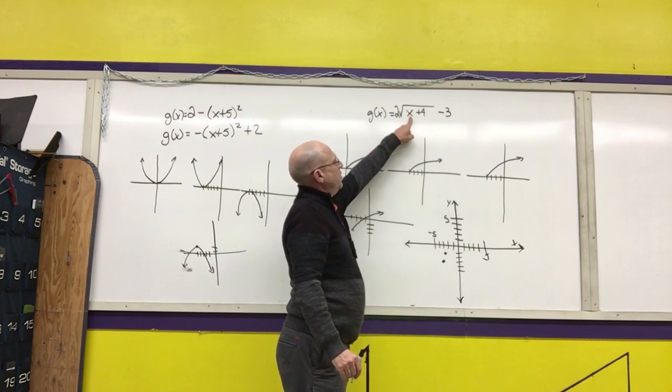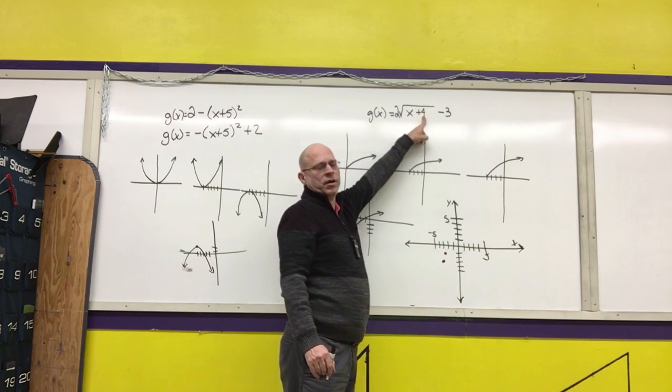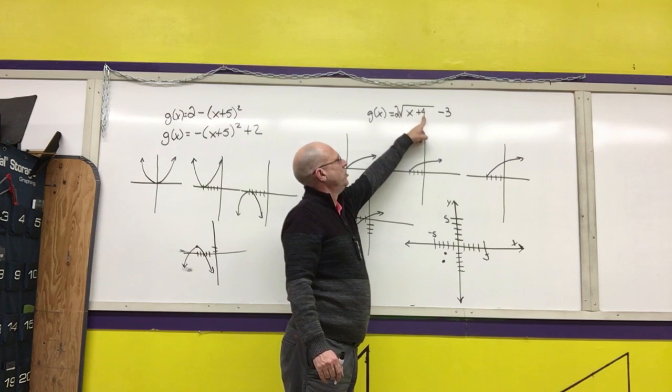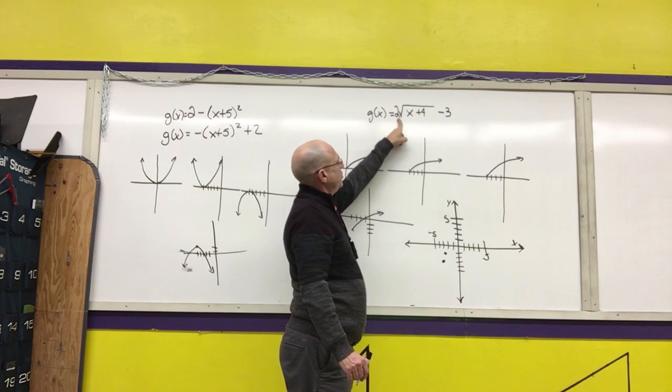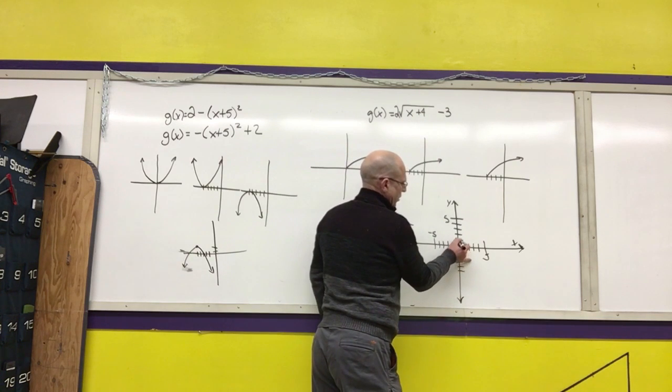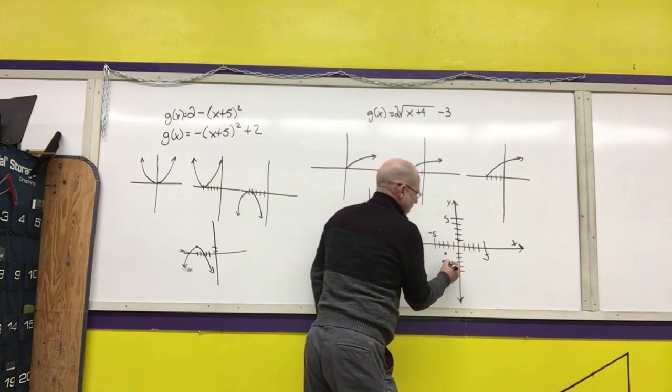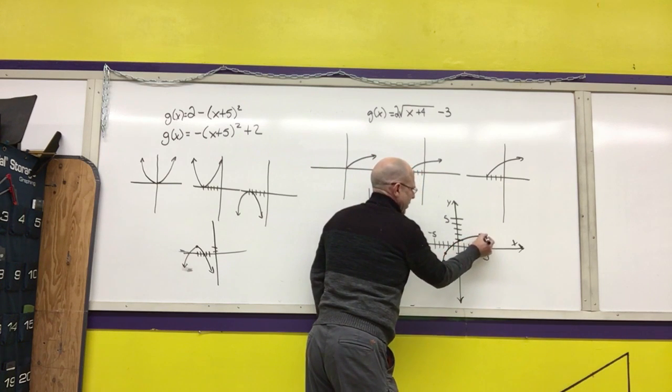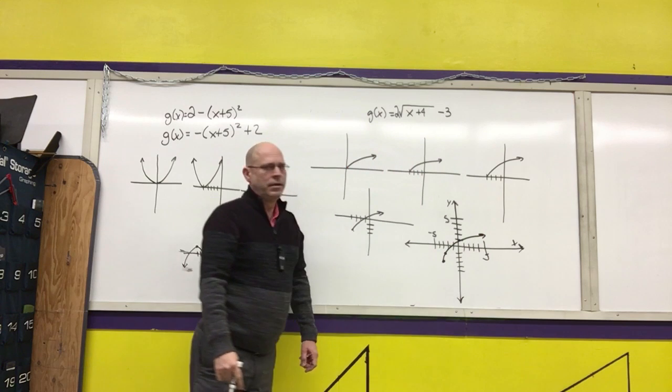Now I'm going to put a 0 into the function. 0 plus 4 is 4. Square root of 4 is 2. 2 times 2 is 4. 4 minus 3 is 1. So I got 0, comma 1. And those are the 3 points that I need to make the smooth graph of that function.